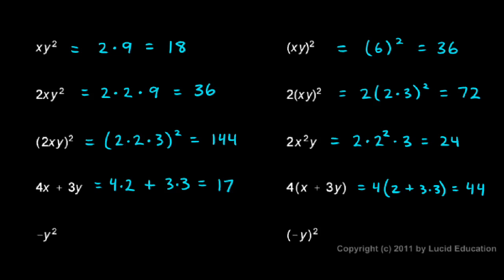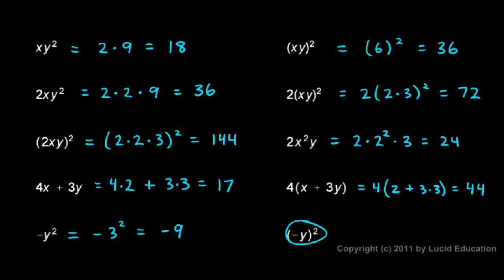All right, two more. Don't get tricked on these. We have negative y squared. We have to do this exponent before we apply the negative sign. So what we have here is negative y squared. It's not negative y that's being squared. y is being squared, and then we have the negative of that. So y is 3, so this is negative 3 squared. And 3 squared is 9, so this is negative 9.